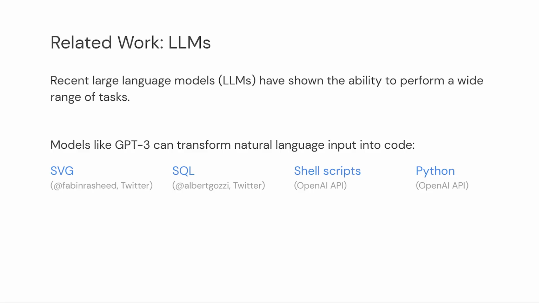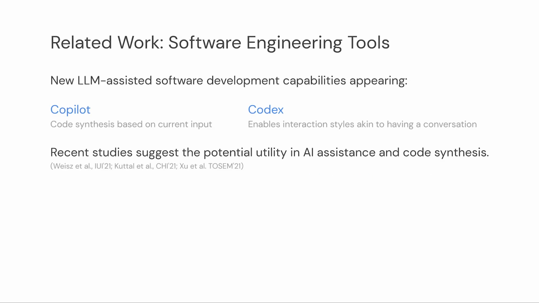Recent large language models have shown the ability to perform a wide range of tasks. For example, they can transform natural language requests into code, like Python, HTML, or JavaScript. These capabilities have led to new tools like OpenAI's Copilot and Codex. Recent work suggests that these new AI assistants and code generation capabilities may be useful in software development.